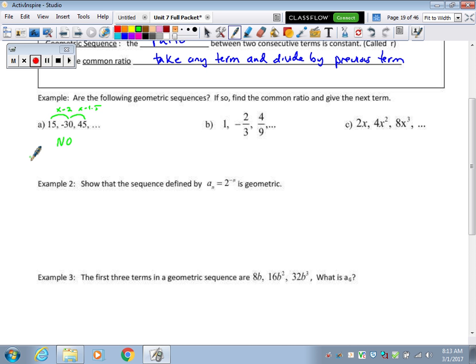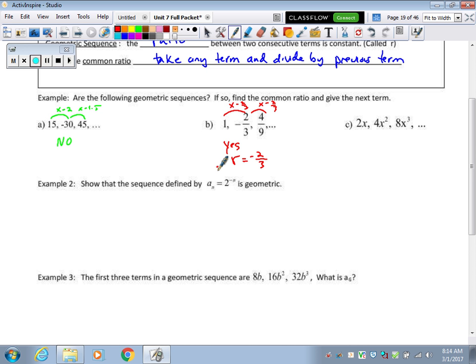Going from 1 to negative 2/3, that's multiplication by negative 2/3. If you multiply by negative 2/3 again, you get 4/9. So yes, and the ratio is negative 2/3. That's what you're multiplying by every time.